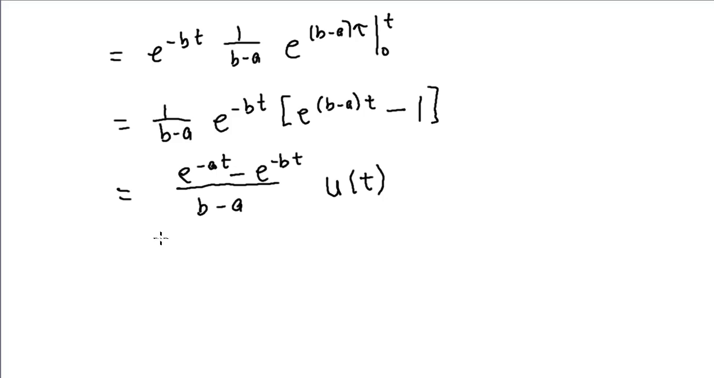So this is the result of convolving those two exponentials, e to the minus at u of t and e to the minus bt u of t. You can find that pair in the table of convolution pairs and verify that the result we get by direct evaluation of the integral agrees with this. Let's take a look at one more example.